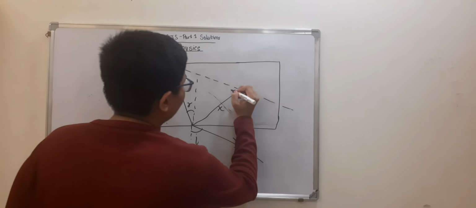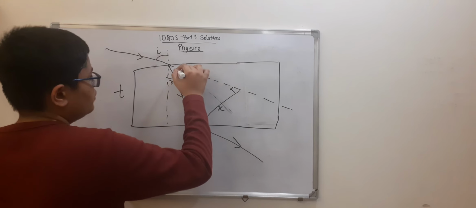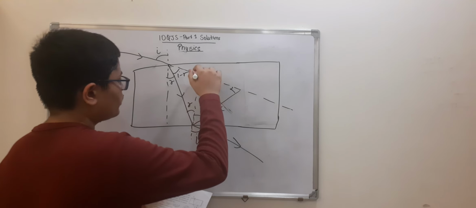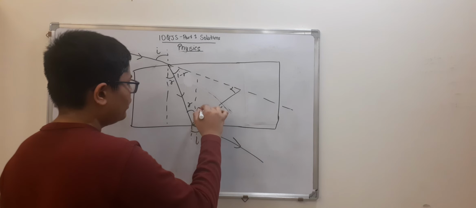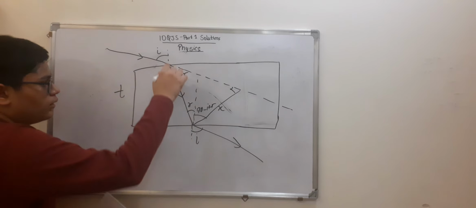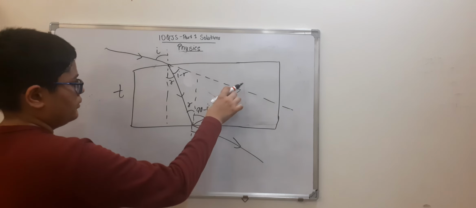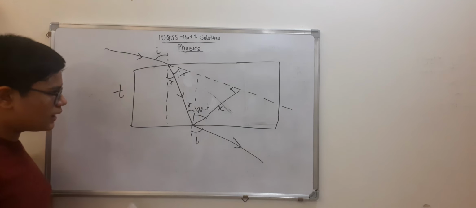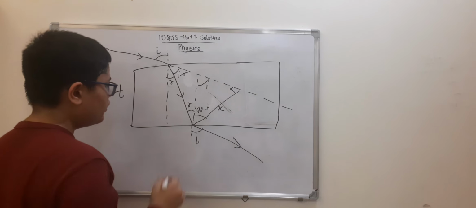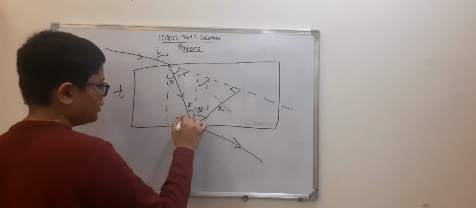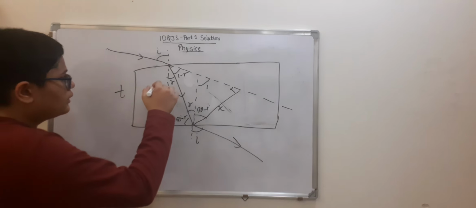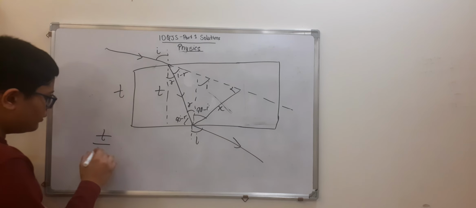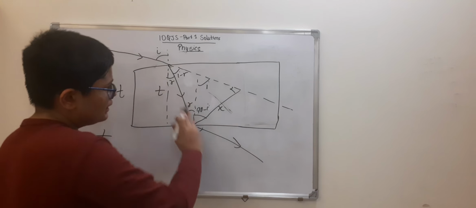And they are given it as a perpendicular, so this will be 90 degrees, and this will be I minus R. Then this will be 90 minus I plus R, and this whole angle is 90 minus I plus R, and this will be R, so this will be 90 minus I. So this is I, this is 90 minus R. Since this is T, this length will be T upon cos R.